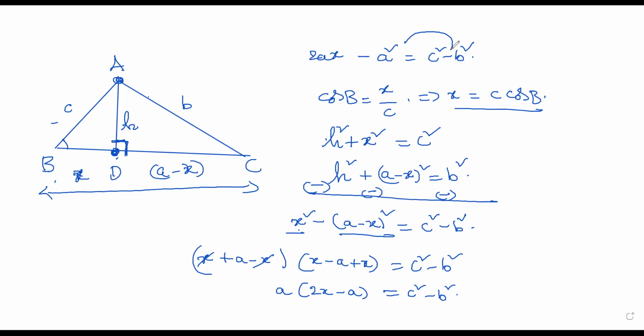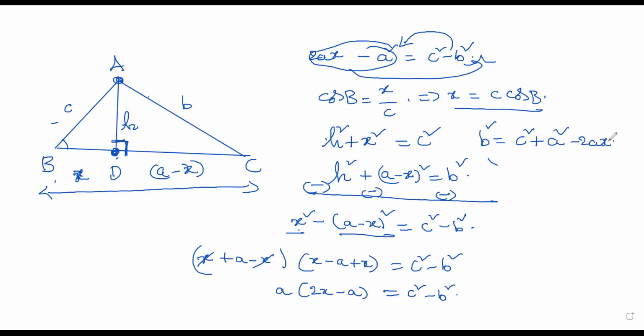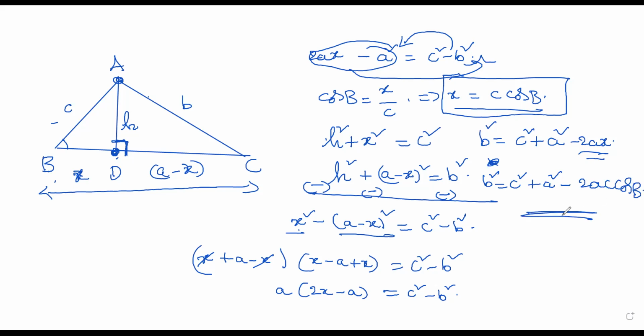Now I take the minus b square onto the other side, this entire term onto this side. So b square is equal to c square plus a square, minus 2ax over here. We found x as c cos b, substitute over here. That's what our formula is. So b square is equal to c square plus a square minus 2ac cos b. This is how we solve the problem. Cos b is nothing but x by c, that is adjacent side divided by hypotenuse. As simple as that, you can derive the cosine rule.